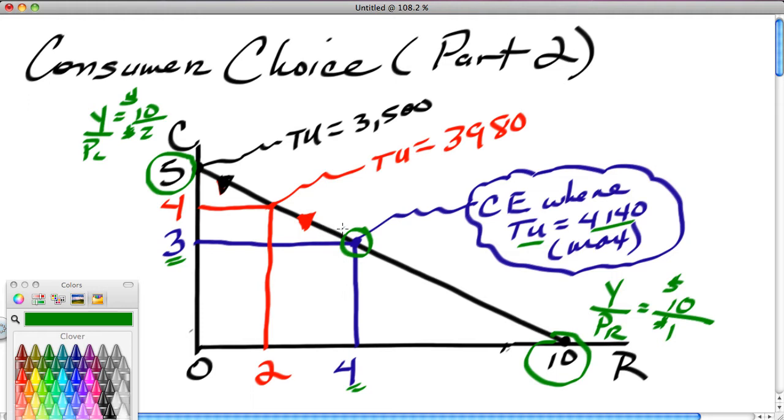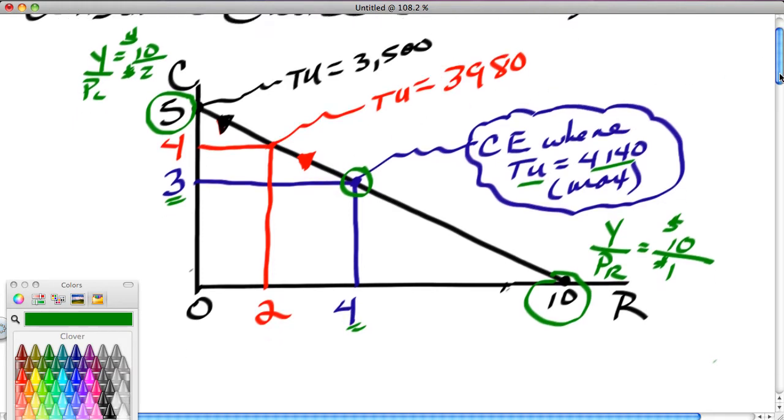In this part of the series, we want to take a look at what happens when a buyer moves away from the consumer equilibrium point. And in the process, we're going to take a good look at what is called marginal benefit, marginal cost analysis. So let's go ahead and dive in.